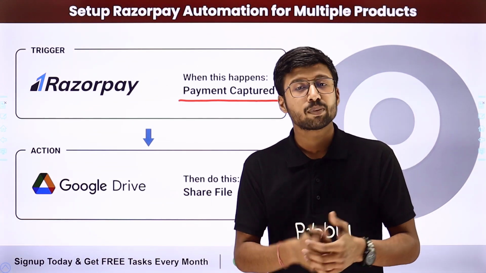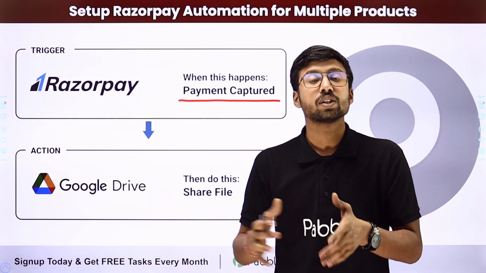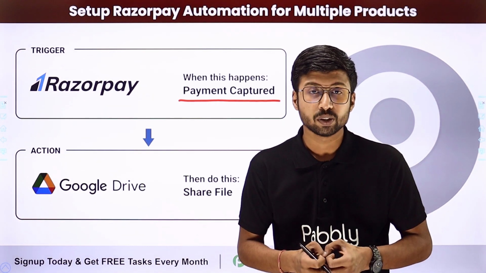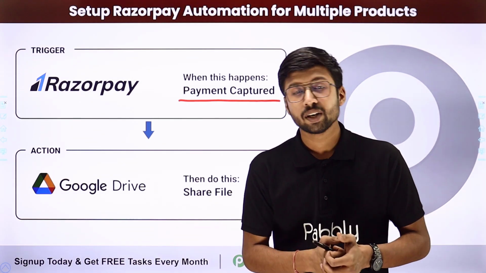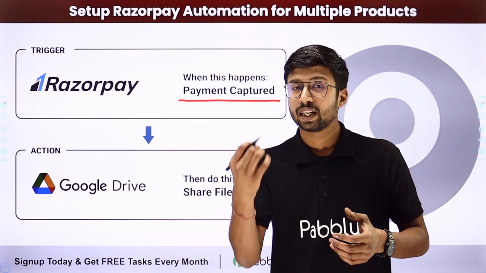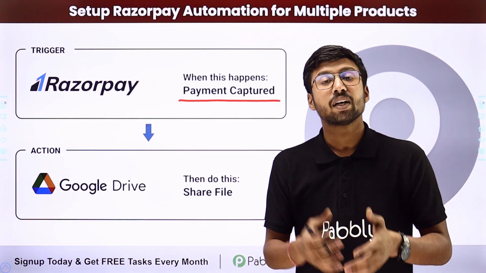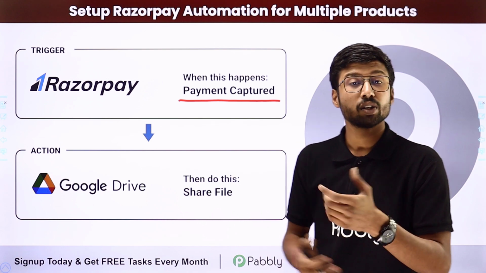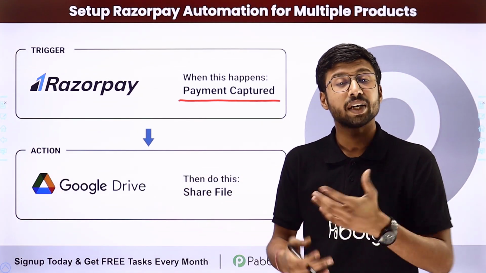Let's take an example. I'm selling 3 different online courses, and each course has a different price, and I'm using Razorpay to collect the payments from my users. If the customer makes a payment of 500, then I want to share a specific course. If they make a payment of 700, then I want to share a specific course file from my Google Drive. And if they make a payment of 1000, then I want to share the course file of the third course from my Google Drive. So this is the kind of setup we are going to automate in this video.